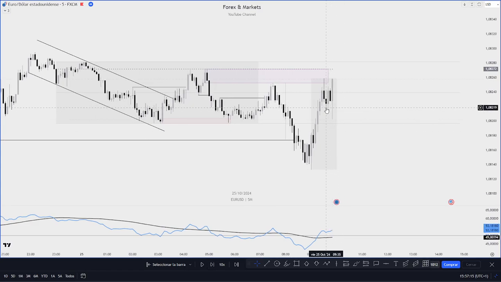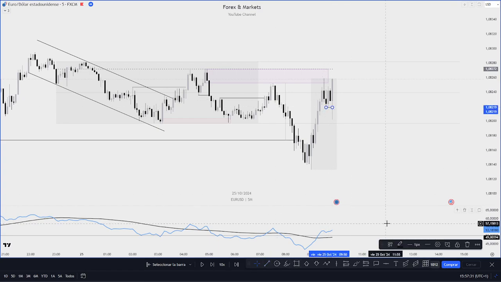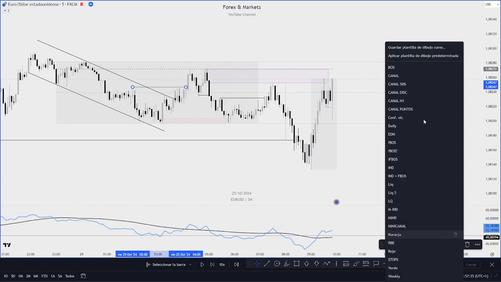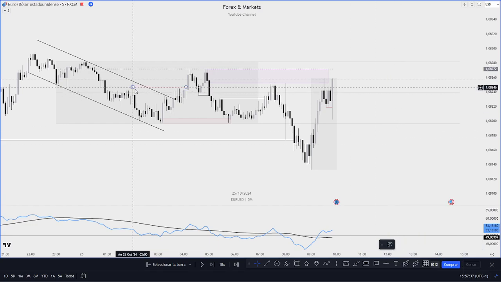an internal fake break of structure. As you can see, the price retraces to here and then comes back to here and then goes low again. So it makes a new lower low, creating an internal fake break of structure. Okay, this one would also be a fake break of structure, but this one is to the high side.